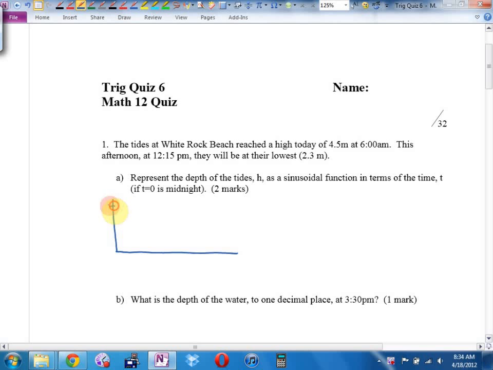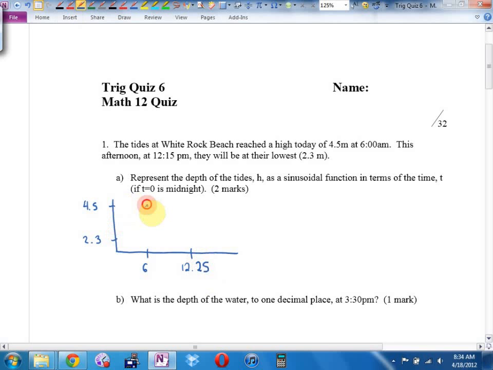So the high was 4.5, and that occurred at 6 a.m. This afternoon, they will be at their lowest. So the lowest is 2.3, and it's at 12:15 p.m. Now, I will not go 12.15 because 15 minutes is not 0.15 of an hour. What decimal portion of an hour is 15 minutes? Well, what fraction of an hour is 15 minutes? A quarter, so what would a quarter be as a decimal?